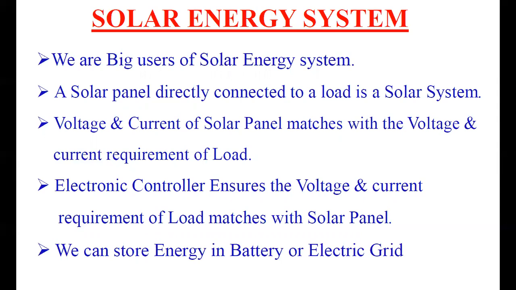So in practical conditions, we also install electronic controllers that ensure the voltage and current requirement of the load matches with the solar panel. And for storing, we can store in the battery because the solar panel produces a DC voltage that can be stored either in the battery or it can be converted and connected to the electric grid. So the solar energy system will consist of solar panel, a charge controller, the storage battery or storage system, and the load.